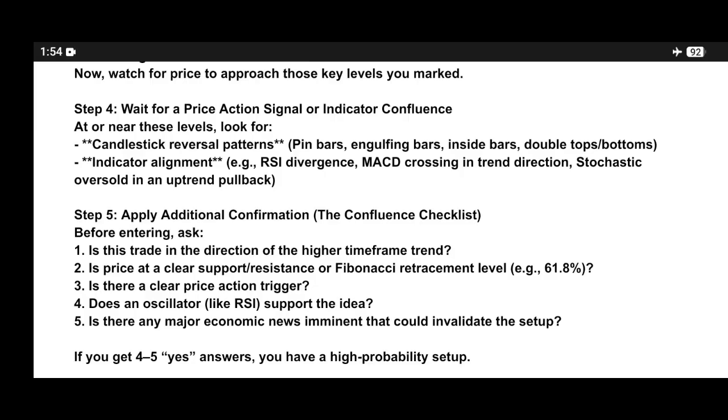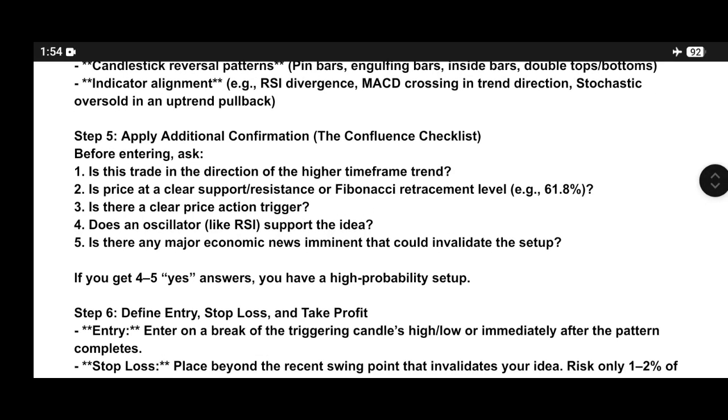Then the fourth question is this: does an oscillator like RSI support the idea? Then the fifth question you need to ask yourself is this: is there any major economic news imminent that could invalidate this setup? If you get 4 to 5 yes answers, you have a high probability setup.